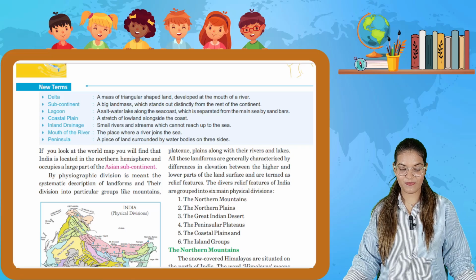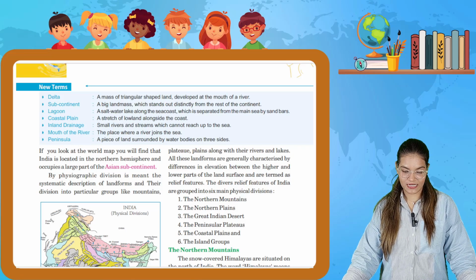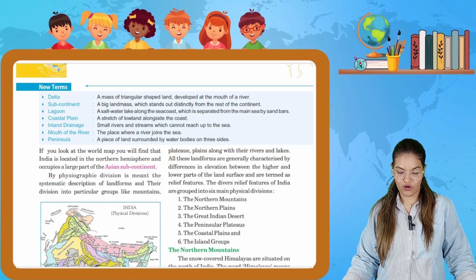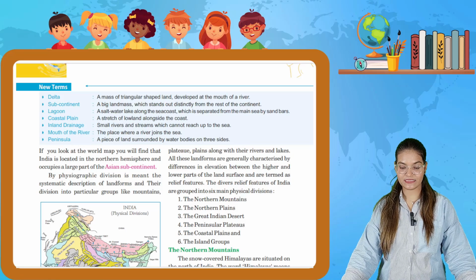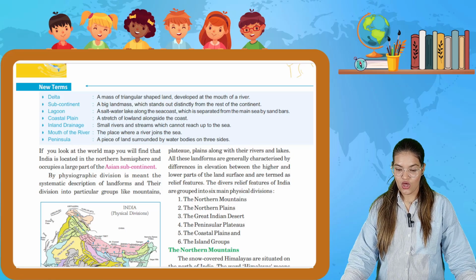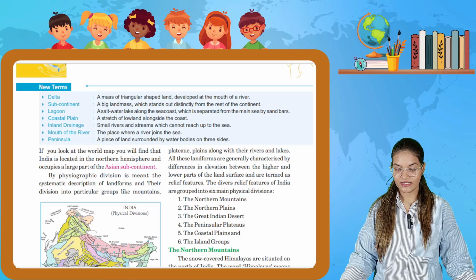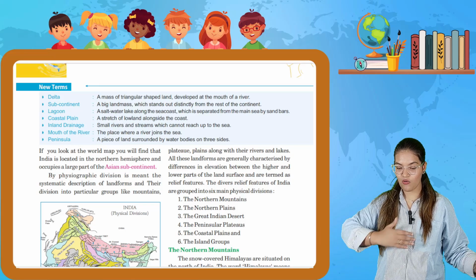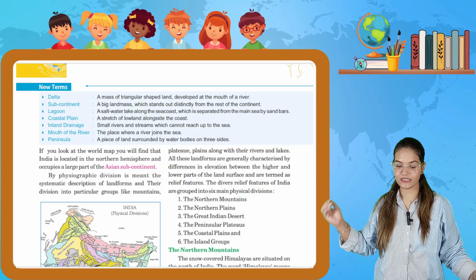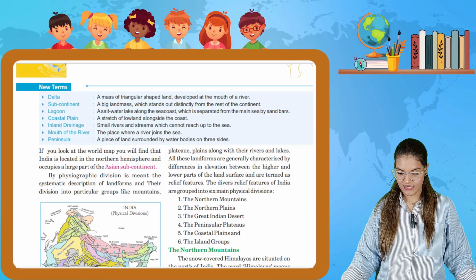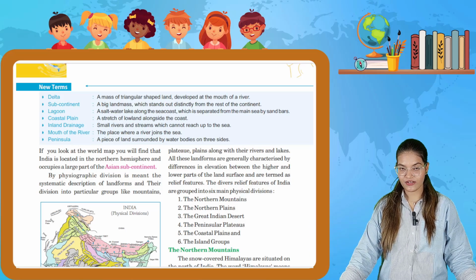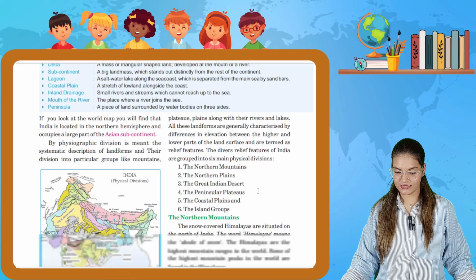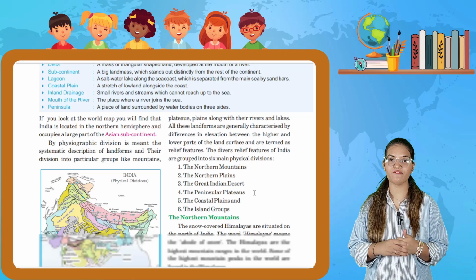By division is meant the systematic description of landforms and their division into particular groups like mountains, plateaus, plains, along with the rivers and lakes. All these landforms, generally characterized by differences in elevation between the higher and lower parts of the land surface, are termed relief features. The diverse relief features of India are grouped into 6 main physical divisions.